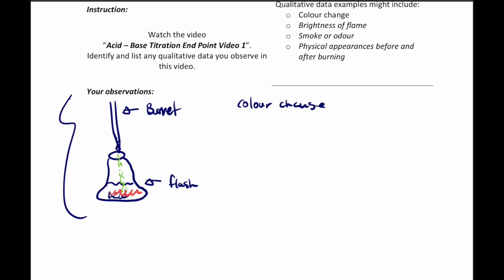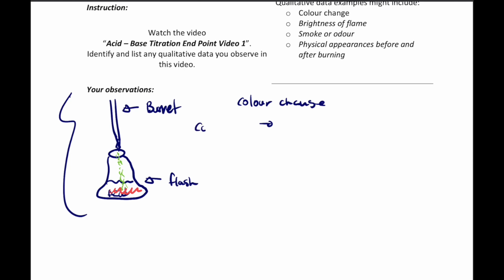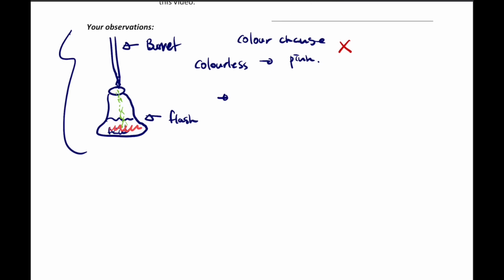And if you were a little bit detailed, you must have written it as colorless to pink. However, this is not the expected observation or the good observation, right? So when you do an observation, you always want to describe what was happening. So we know that the solution that was added to the burette was the base, and the solution that was added to the flask was your acid.